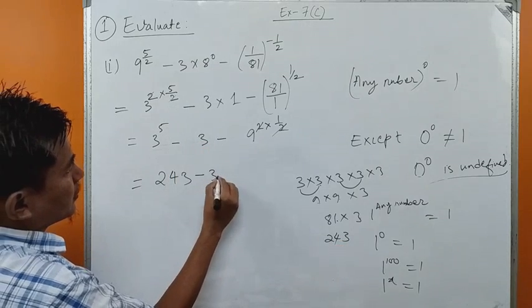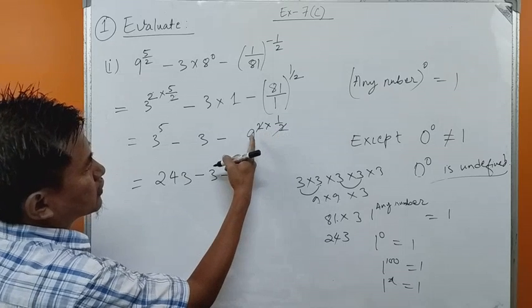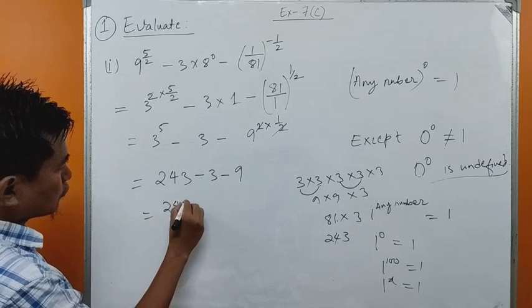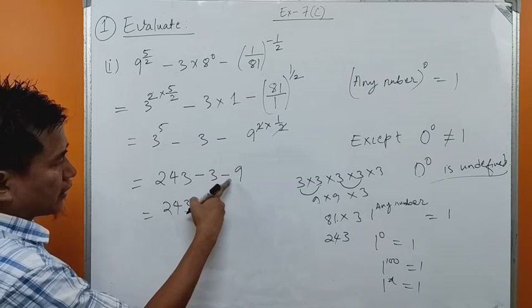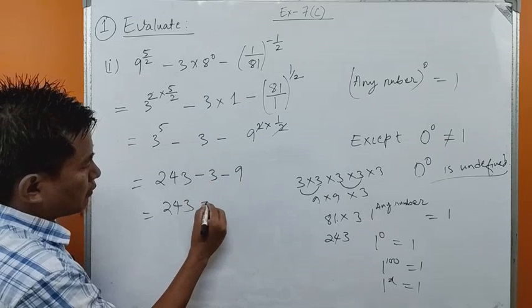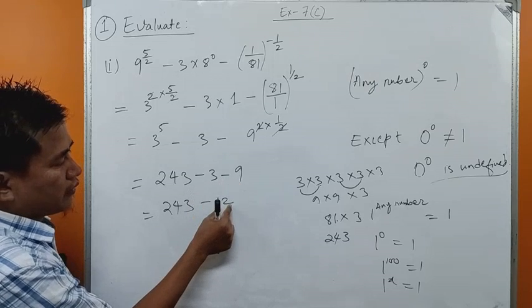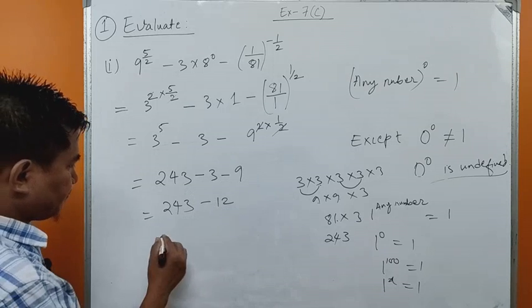Minus 3 minus 9 to the power 1. This 2 and 2 is cancelled, so 9 to the power 1 is 9. So this is 243, which is positive, and this 9 and this 3 both are negative. So we add up these two numbers, 9 and 3 becomes 12, minus 12. Same sign means we must add the numbers.